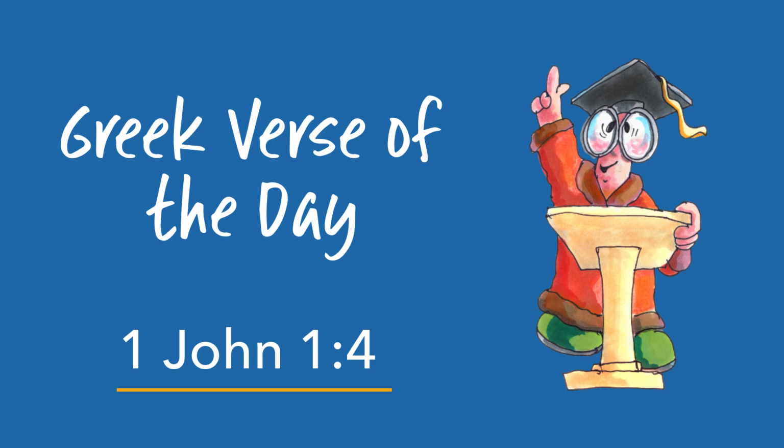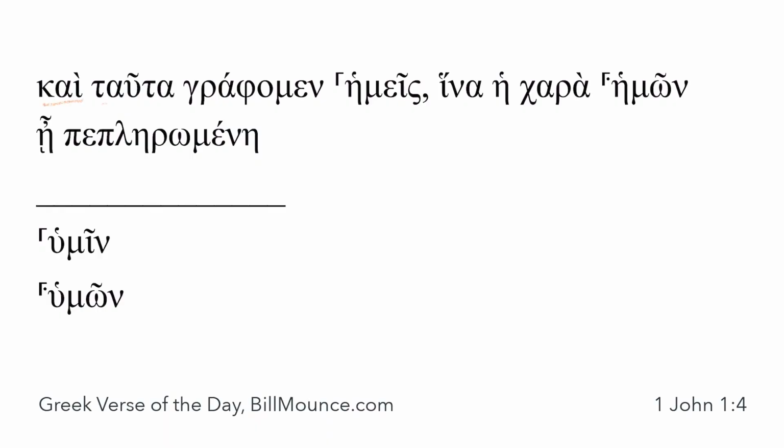1 John 1:4 gives us a couple of interesting things to learn. It's pretty straightforward to translate, though. And these things we write, okay, first person plural, hēmeis, we, so it's emphatic: we are writing these things in order that, and remember, whenever you get a hina, what are you looking for? Looking for a subjunctive, that's important. The joy of us, and then might be fulfilled.